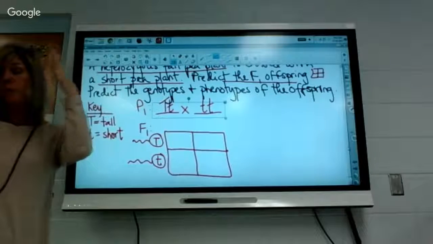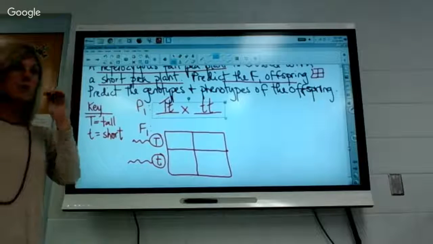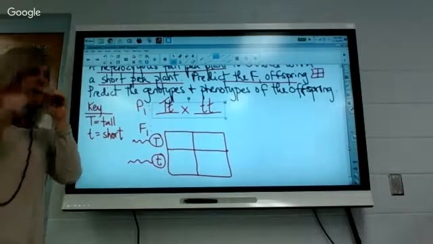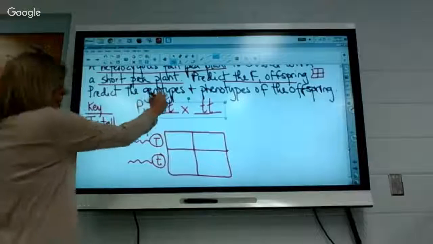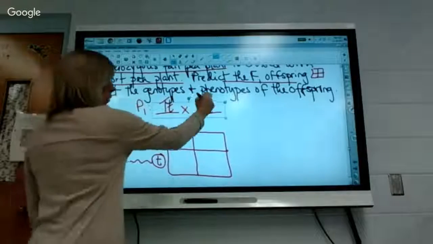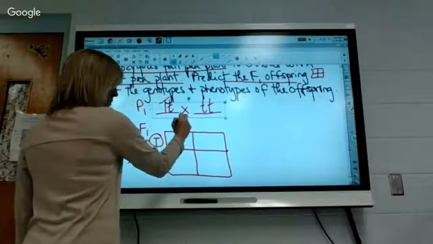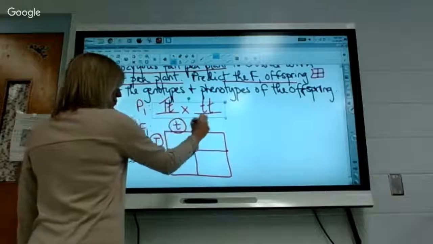This time we're doing it to make a point. But when we do our problems, you don't have to draw sperm or egg around it. So let's say this is the guy. I always drop the one on the left down. The one on the right I put on top. So this will be like the eggs.